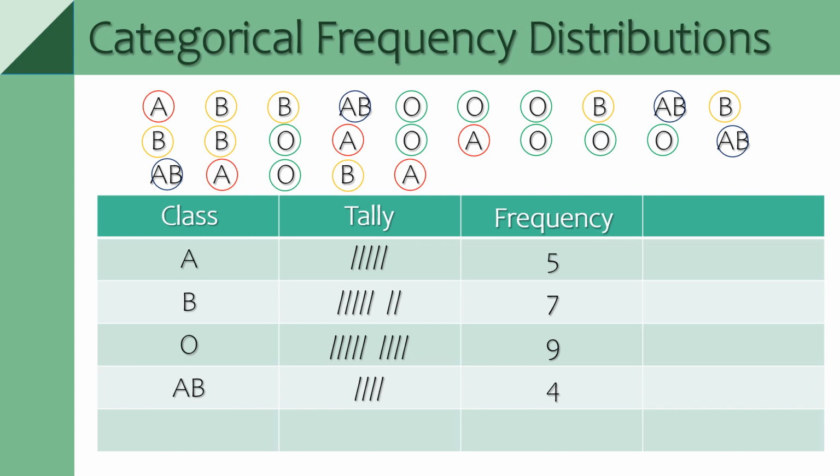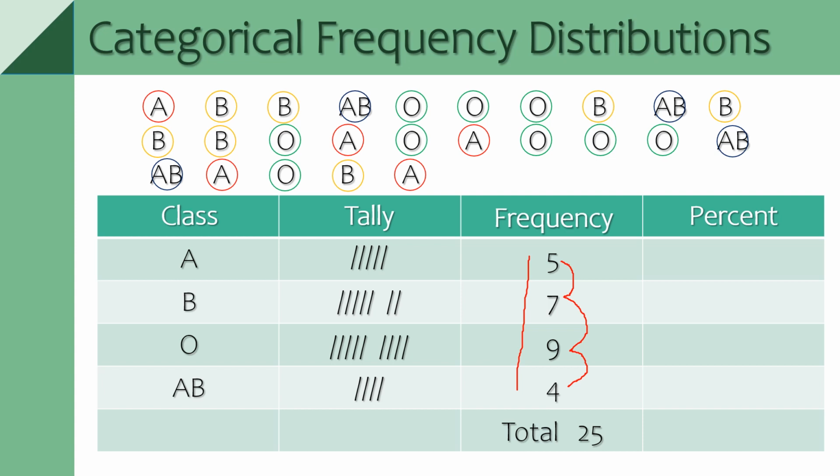Okay, so para malaman natin na kompleto yung ginawa natin, so i-add natin yung lahat ng frequency na to. At kailangan equal siya sa number of sample or number of dataset natin. So we have 5 plus 7 is 12, plus 9 is 21, plus 4 is 25. So total is 25. Okay, so ngayon, paano naman tong last column na to? Yung last column na to, dyan natin lalagay yung percent or yung percentage.